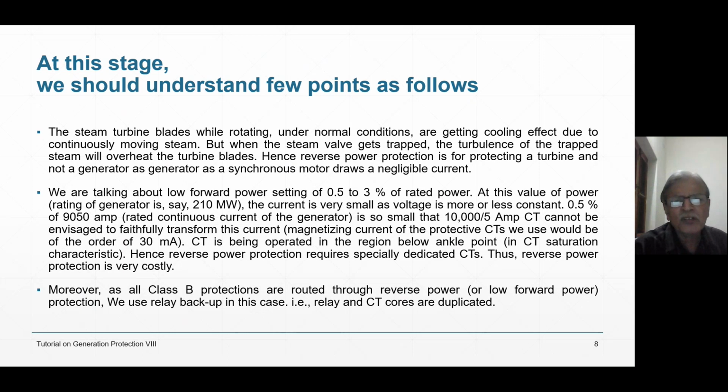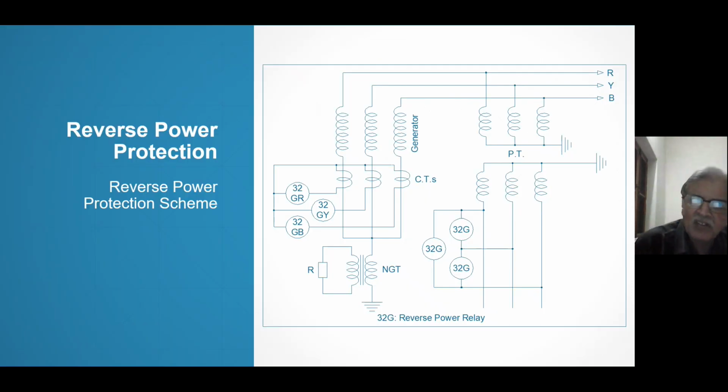Therefore, reverse power protection is very costly and it is triplicated, right? And as we discussed, all class B protections are routed through reverse power protection. So this is a very important protection. One should not forget that it is very important. The circuitry is very simple.